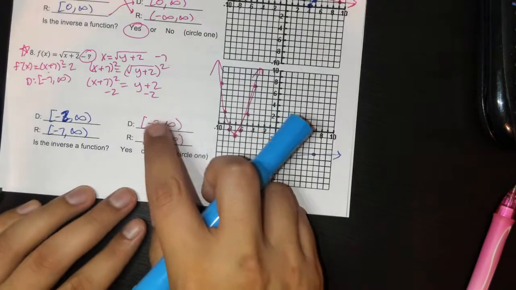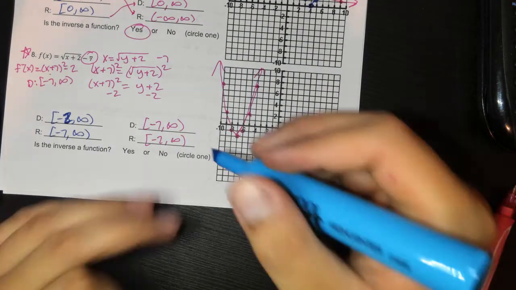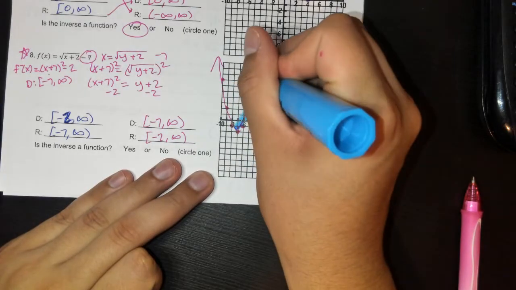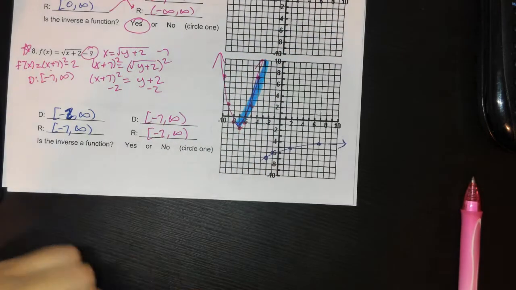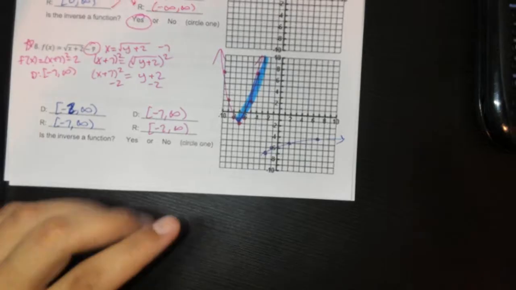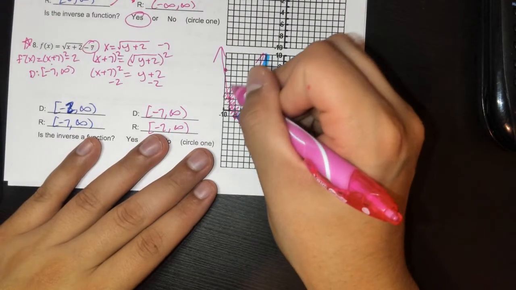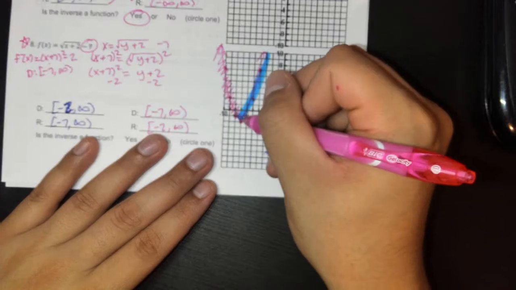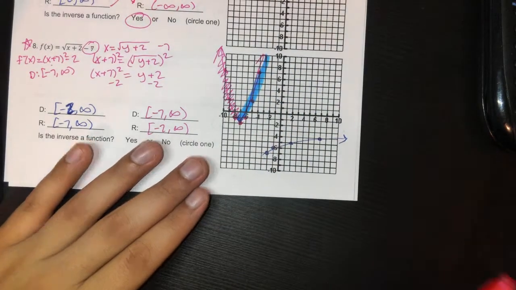So when I restrict this to -7 to infinity, all we're going to do is worry about this side right here. Like this left side, just ignore it. Right, so the inverse is just this right side from -7 to infinity.